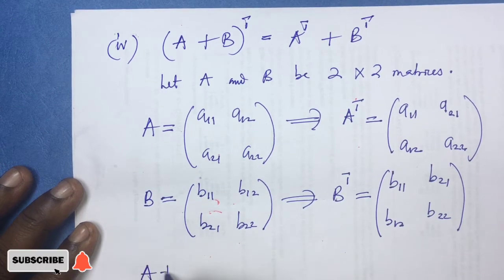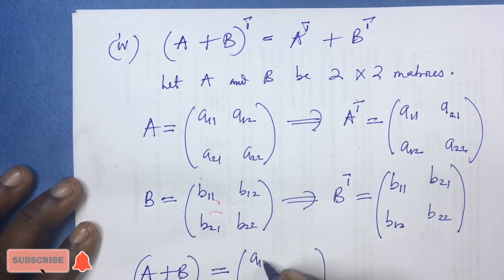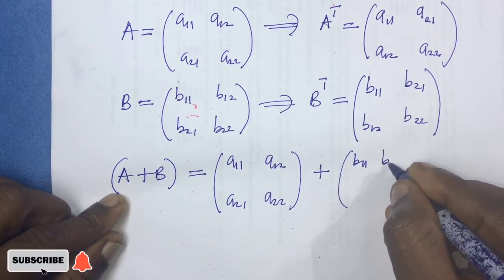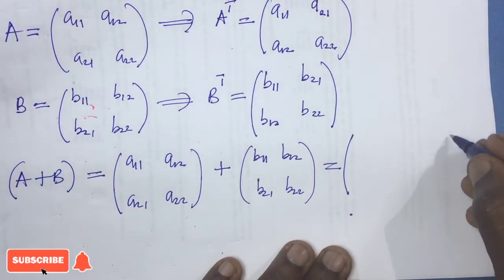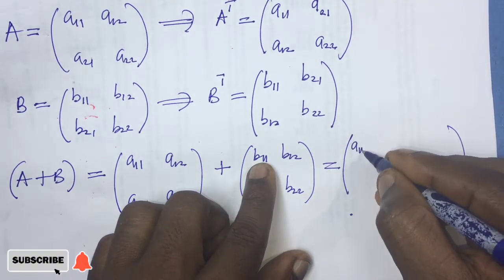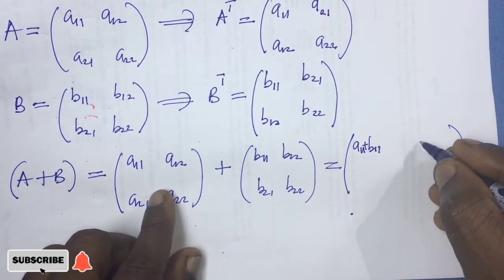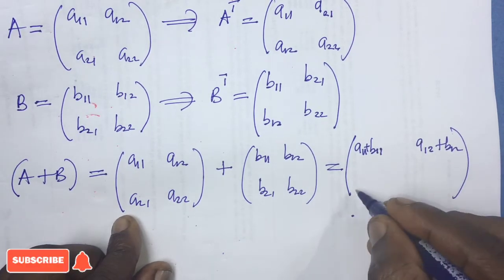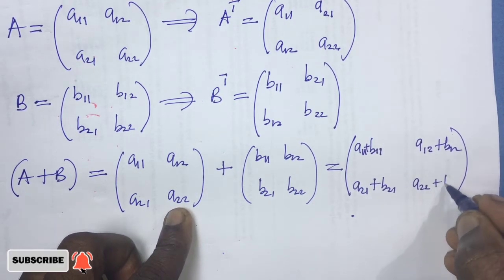Now, let us go to A plus B. A plus B will be you adding A, which is A11, A12, A21, A22, to B, which is B11, B12, B21, B22. Now, when you do that, you end up having your result as A11 plus B11, then A12 plus B12. Okay? Now, A21 plus B21 will give us A21 plus B21. A22 plus B22 will give us A22 plus B22.